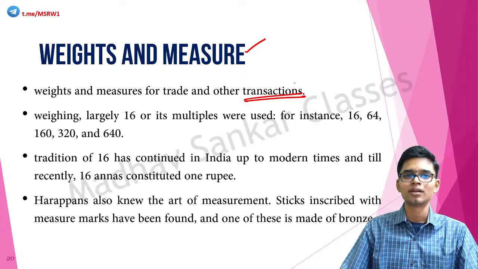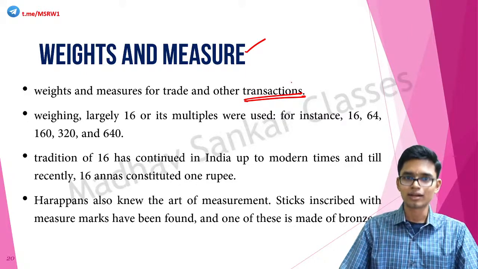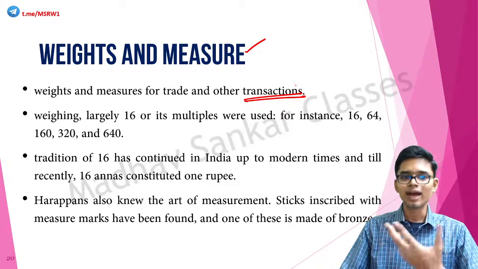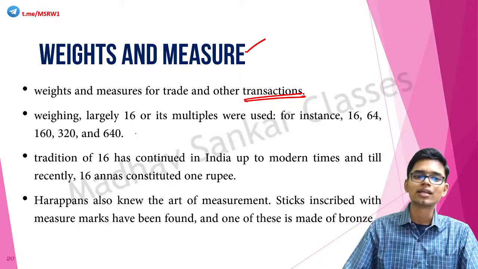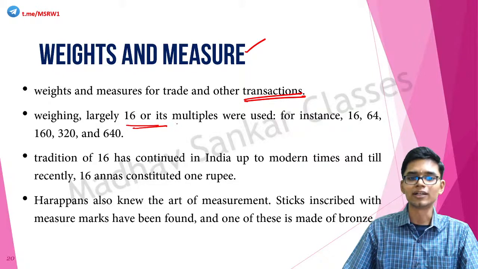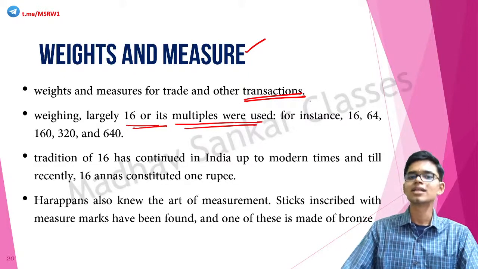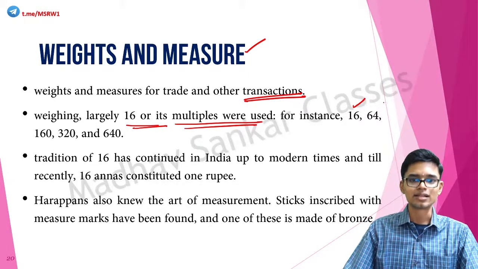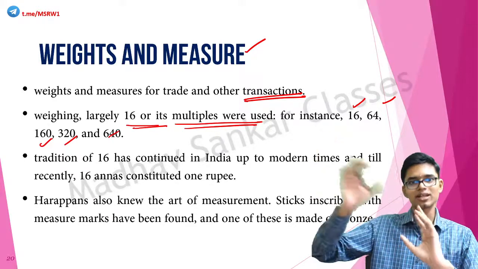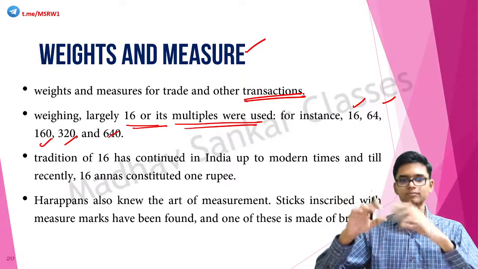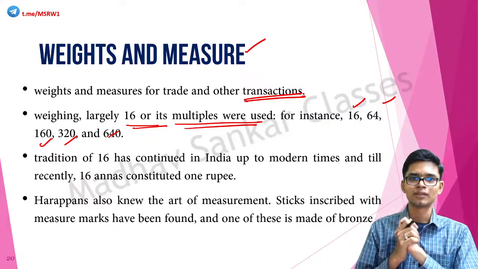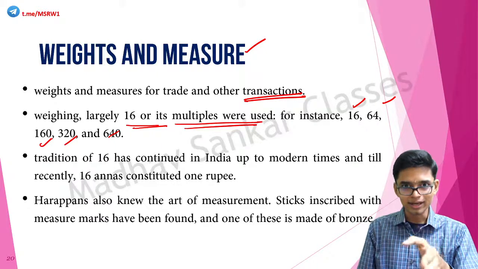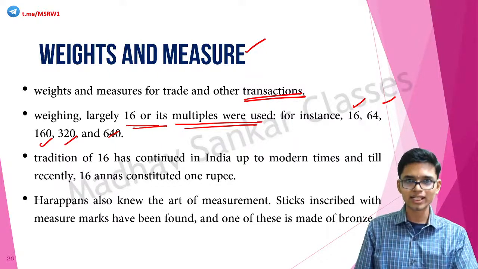So weights and measures should have existed for the smooth functioning of any kind of transactions. It is very interesting to understand that weighing in Harappan civilization was actually in 16 or its multiples. So 16 is a standard unit, then 64, 160, 320, 640. So multiples of 16. These were the standards of the Harappan weighing system. This was practiced in modern India up till very recently.